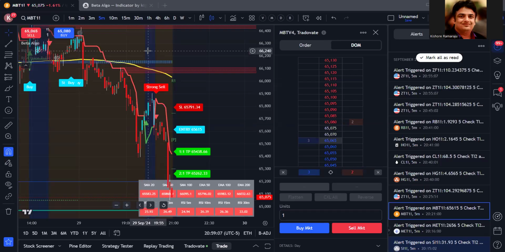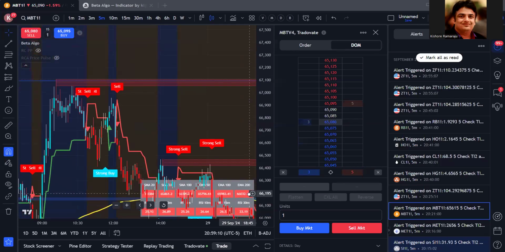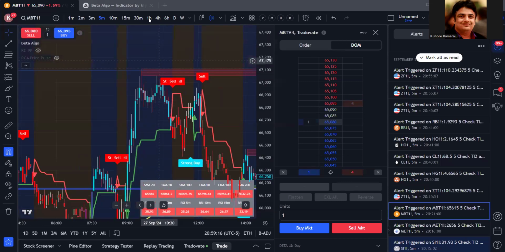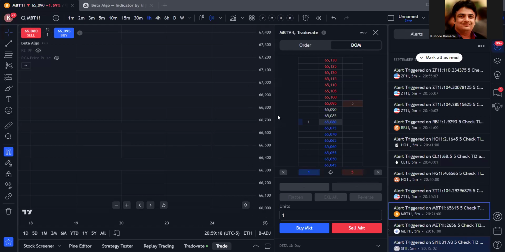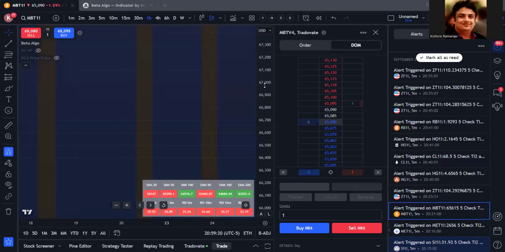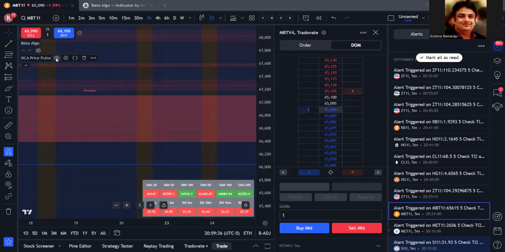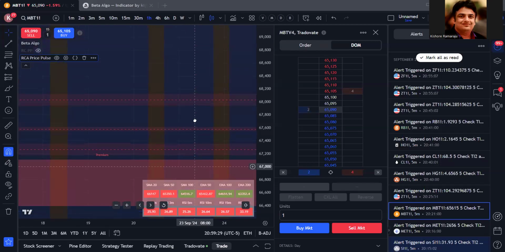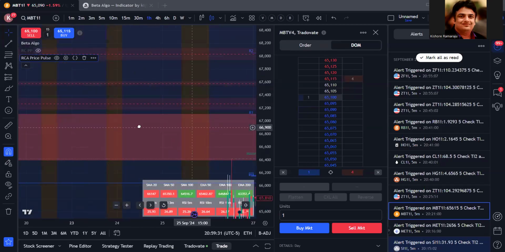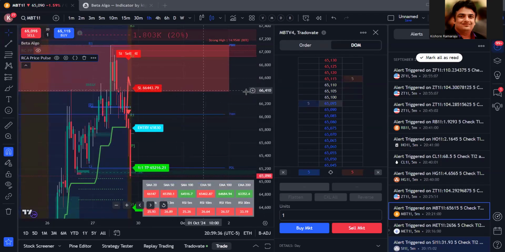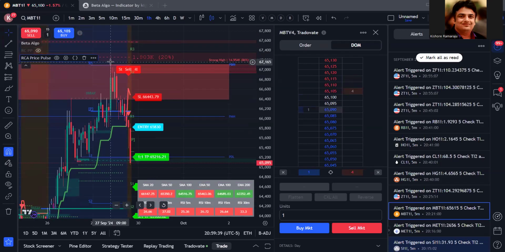Last week Bitcoin went up so much. Entire last week it went to nearly 67,100. Yeah, it went close to 67,100 and touched that premium zone resistance.